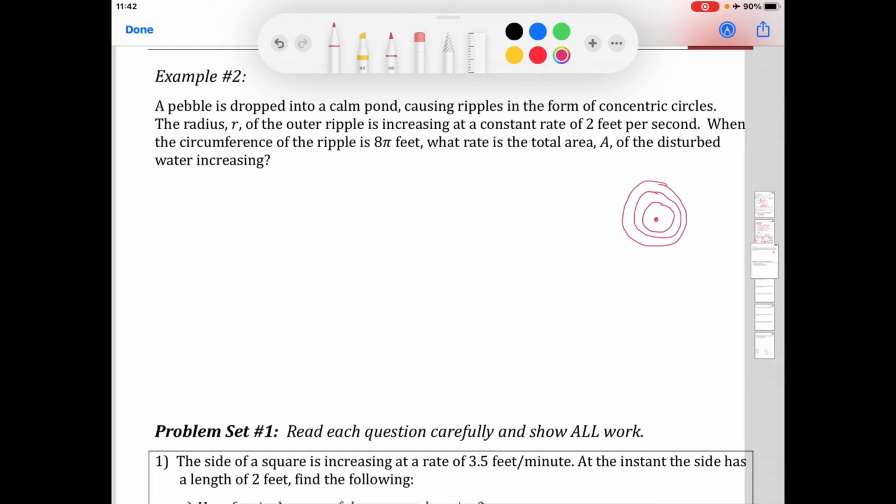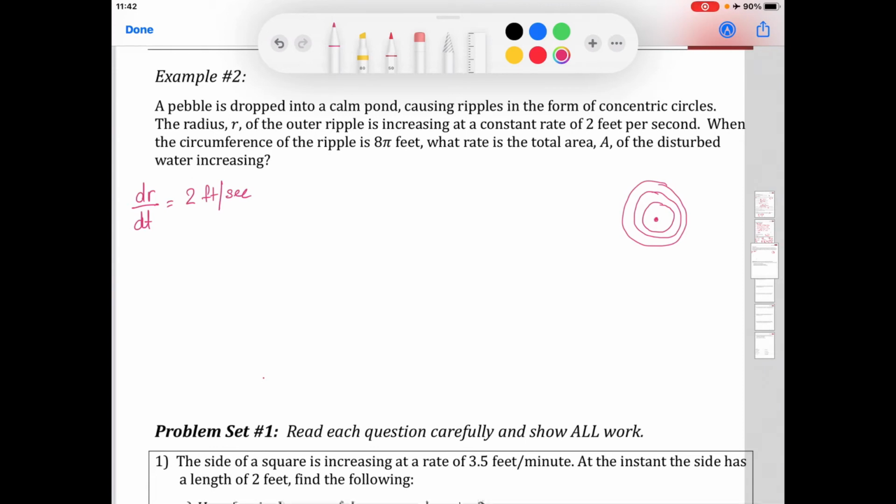The radius r of the outer ripple is increasing at a constant rate of 2 feet per second. So that is my what? dr over dt. That's how it's changing. That's the rate of change for the radius. It's increasing, so it's going to be positive. Remember, in this lesson, positives and negatives do mean something, or in this unit, I would say, for that matter.